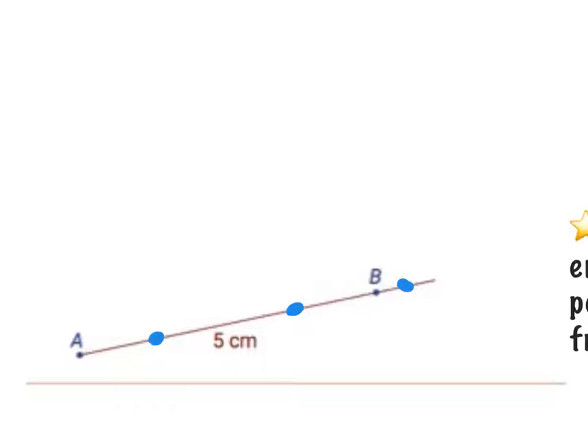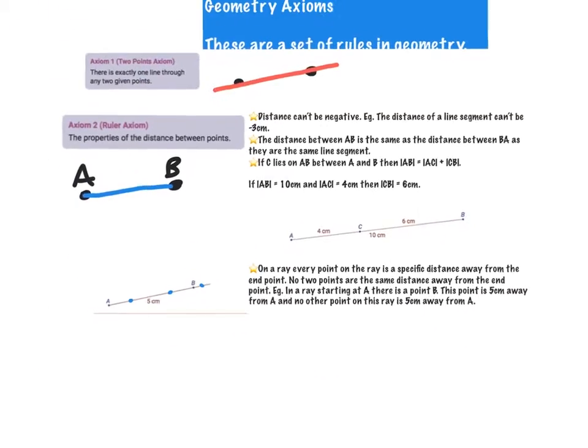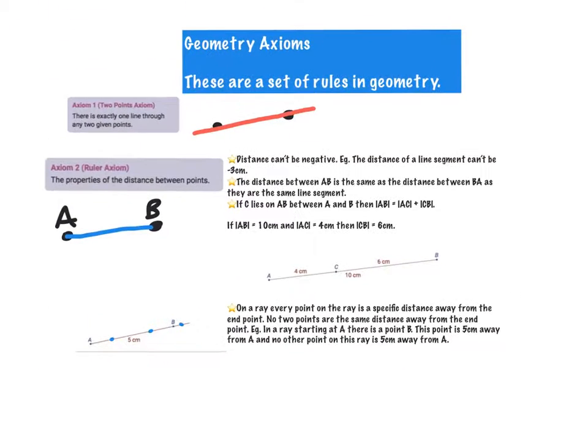Just like there's only one point that might be 3 centimeters away from A, or only one point that's 1 centimeter away from A, or 6 centimeters, or whatever. There's only one point on this ray that is a specific distance from this point A, okay? So that is basically what that final point is explaining, okay? So that on a ray, every point on the ray is a specific distance away from the endpoint, and no 2 points are the same distance away from the endpoint.